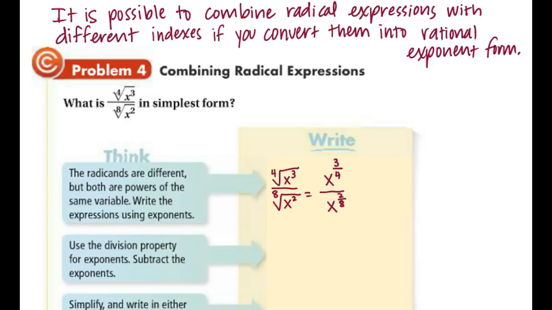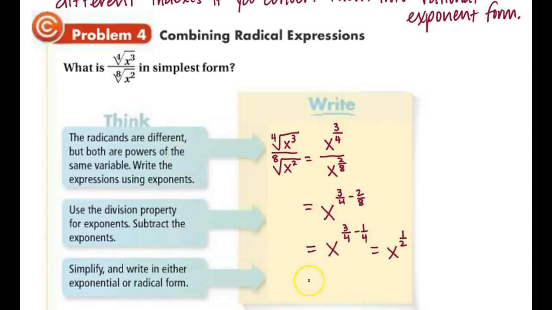Now since this is division, I can use the division property for exponents and subtract the exponents. So I can write this as x to the 3/4 minus 2/8. Remember, when you're adding or subtracting fractions, you definitely want to have the same denominator. If we were to reduce 2/8, we would get 1/4. So we have x to the 3/4 minus 1/4. That is equal to x to the 1/2. And we know that when we raise something to the 1/2 power, we're essentially taking the square root. So the simplified form of the original radical expression is the square root of x.